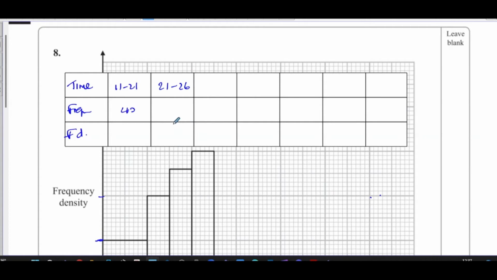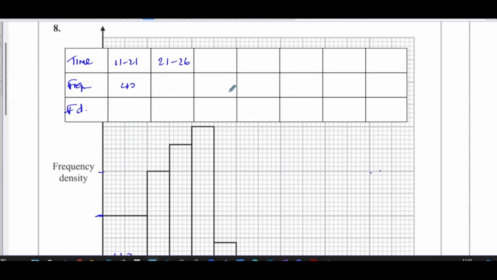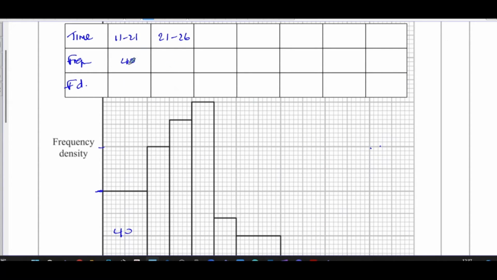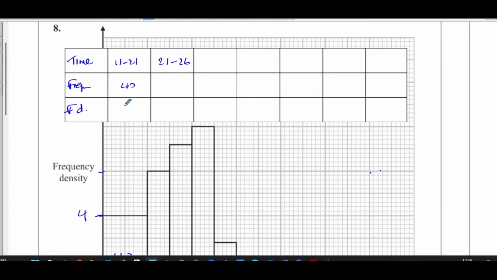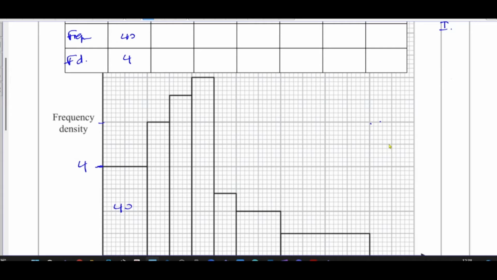Okay, so we know that the frequency density for the first bar from 11 to 21 is basically 40 divided by 10. Okay, 40 divided by 10, that's 4. So the frequency density there is 4. The frequency density is the frequency divided by the interval. So 40 divided by 10 gives me 4, right?